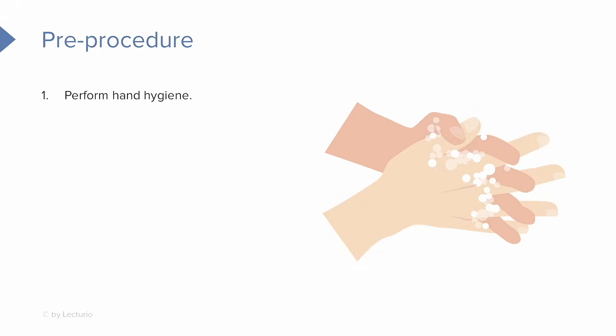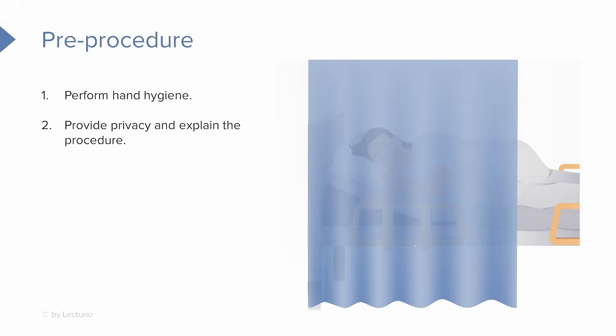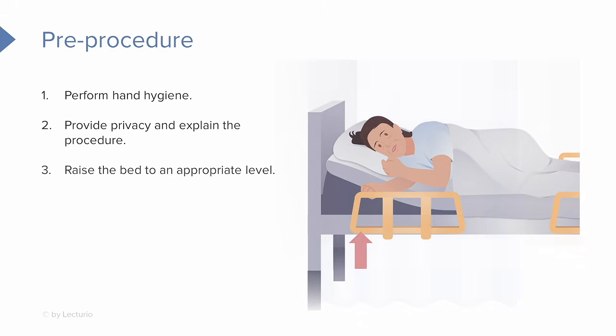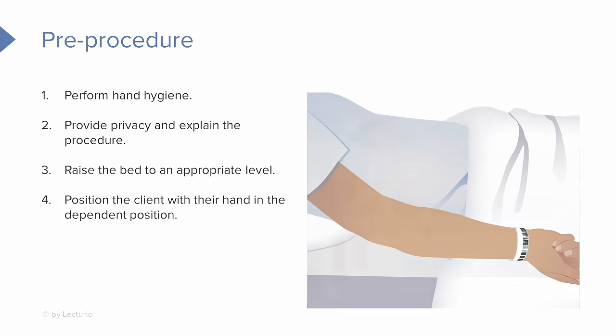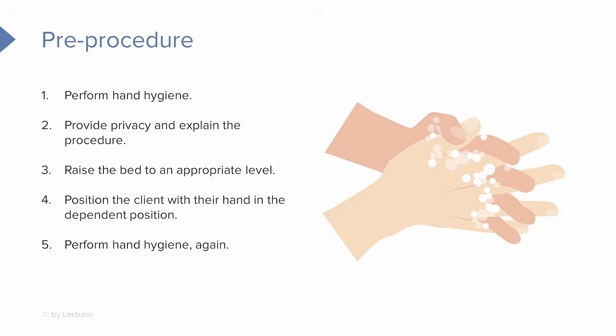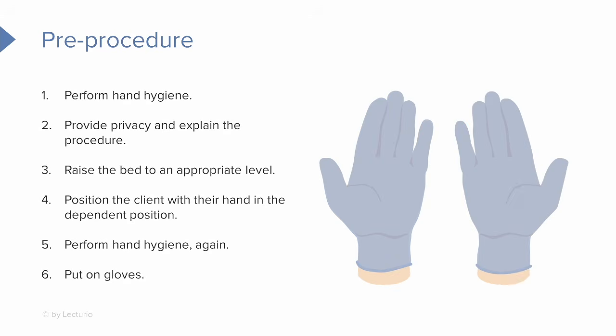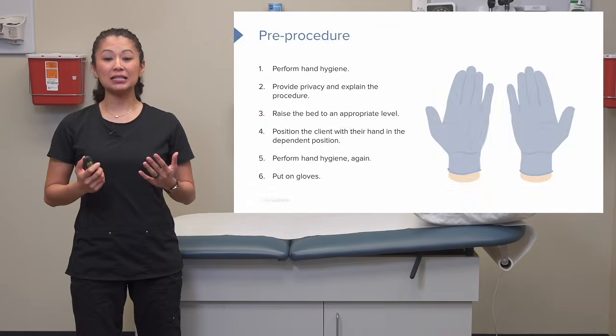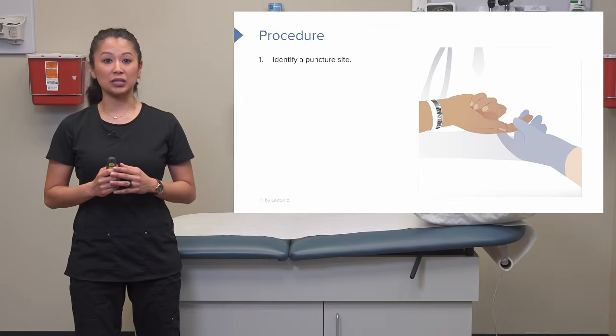Before we get started, we're going to perform our hand hygiene, provide privacy, and explain the procedure to the patient. You want to raise that bed to an appropriate working height and then position the client with their hand in a dependent position. We want to go ahead and perform our hand hygiene again and now put on our gloves. So this is the time to identify a puncture site.